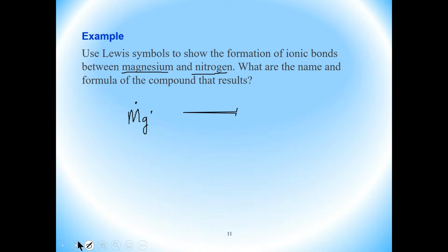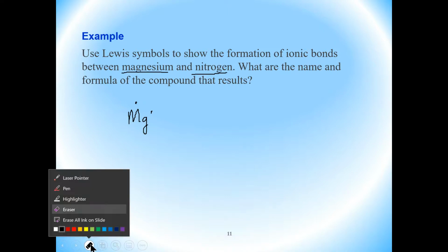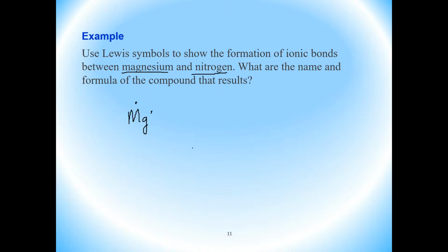Now, in the case of nitrogen, which is in group 5, nitrogen has 5 valence electrons, so I'm going to represent that here. 1, 2, 3, 4, 5. So that's the nitrogen atom. Because it has 5 electrons, the nitrogen atom will gain 3 more electrons in order to get a complete octet.